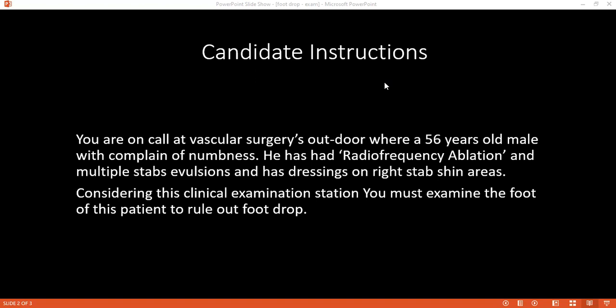Okay, and thank the patient, cover, and wash my hands again. Okay. Can you present your case now?